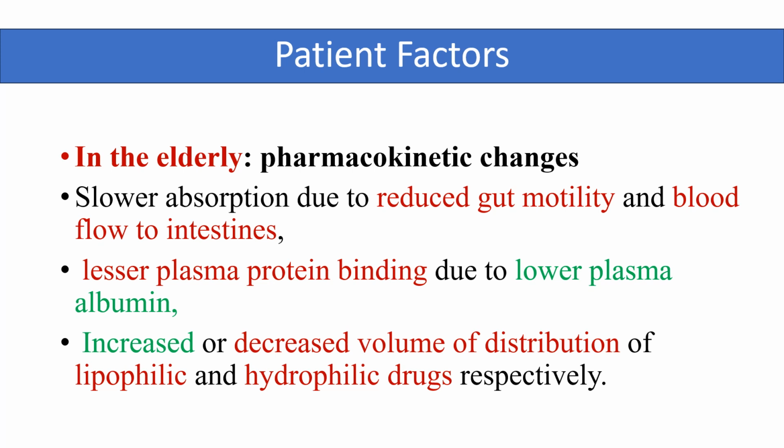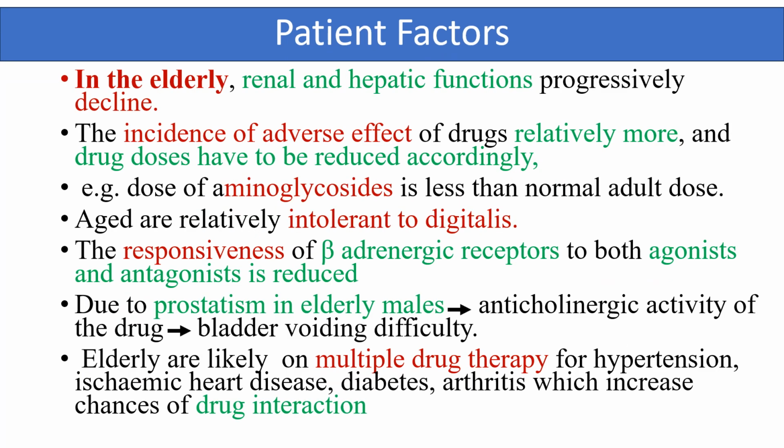In elderly patients, pharmacokinetic changes include slower absorption due to reduced gastric motility and blood flow to the intestine, and lesser plasma protein binding due to low plasma albumin. Volume of distribution increases or decreases for lipophilic and hydrophilic drugs respectively. In the elderly, renal and hepatic function progressively decline. The incidence of adverse effects of drugs is relatively higher, and drug doses have to be reduced accordingly.